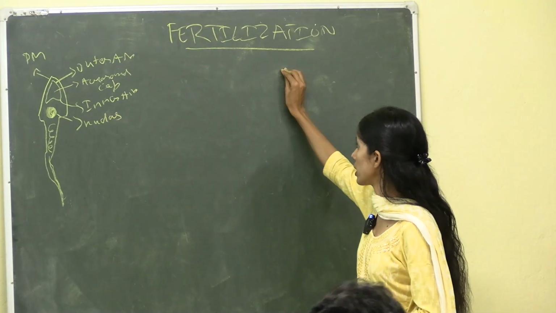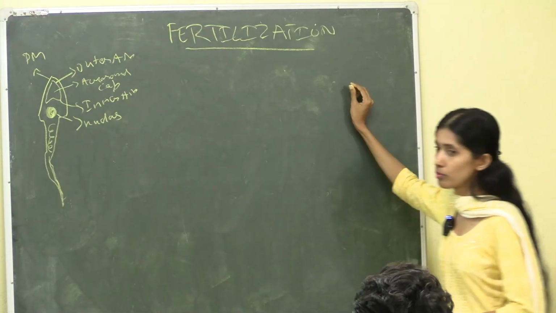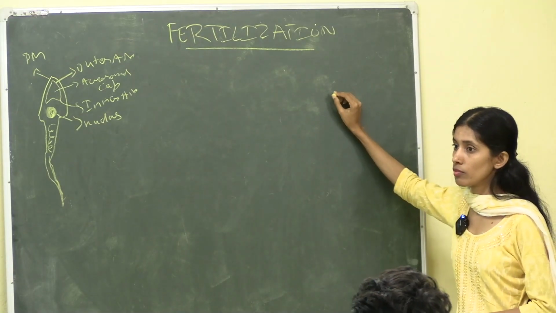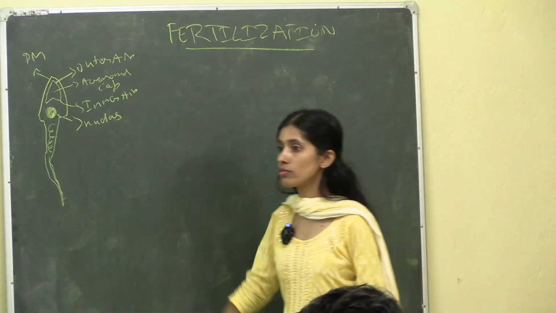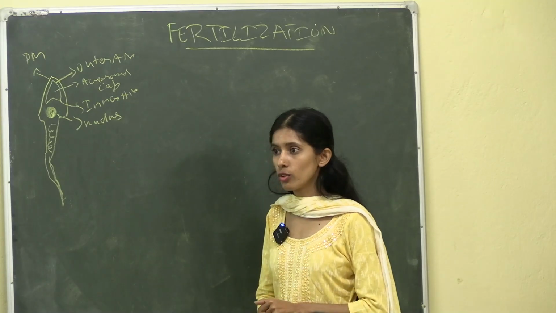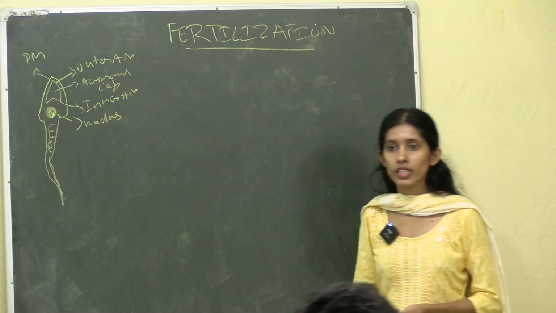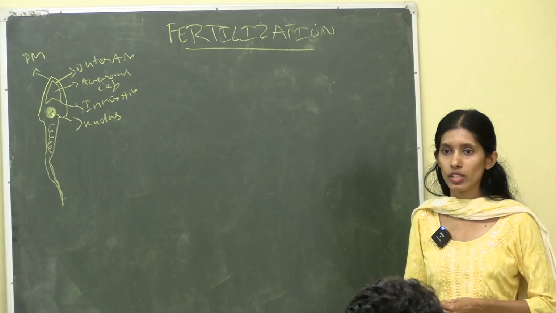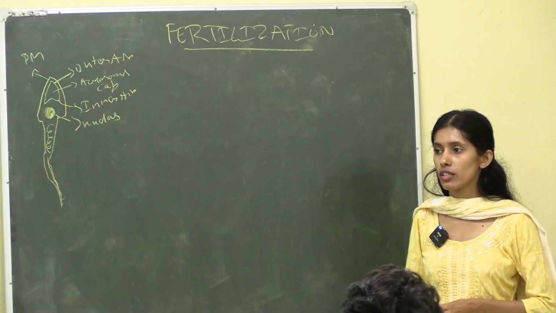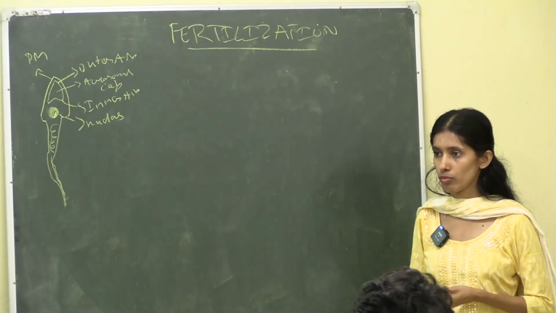Next, what about the female gamete structure? Enzymes: hyaluronidase, acrosin plus trypsin. Hyaluronidase and acrosin I mentioned in the previous class. Trypsin is a protein digesting enzyme.